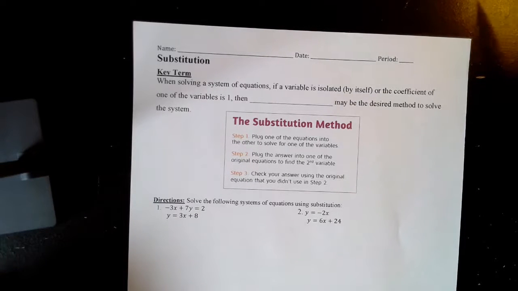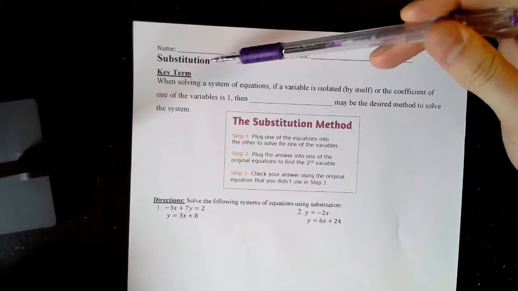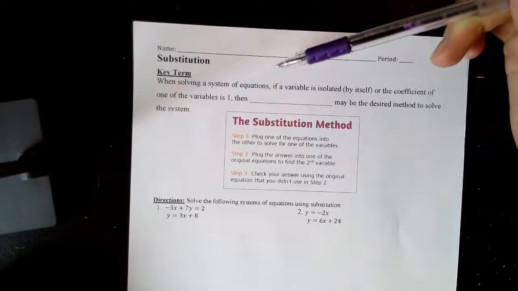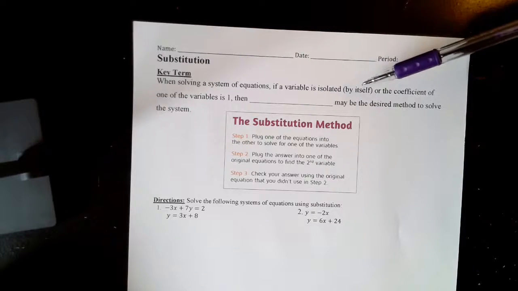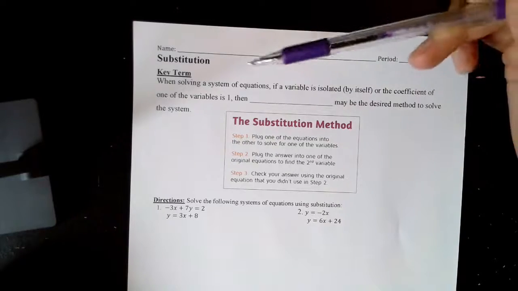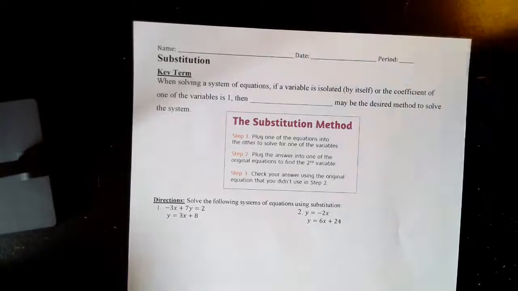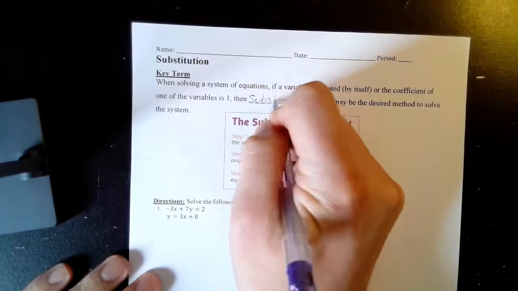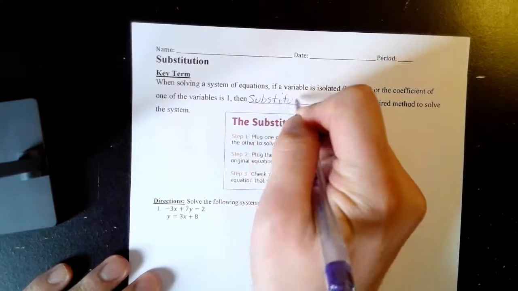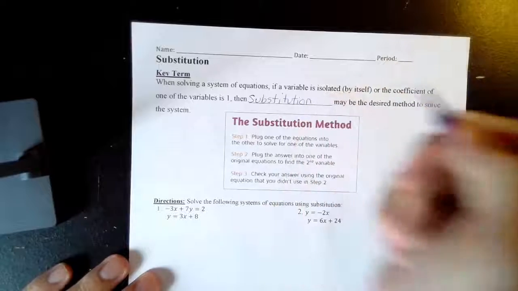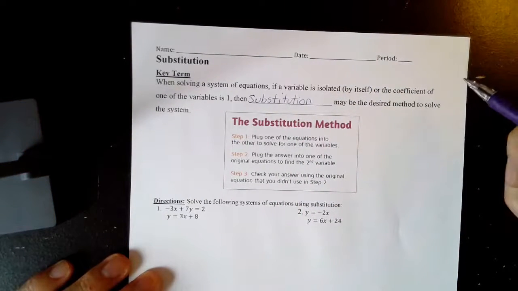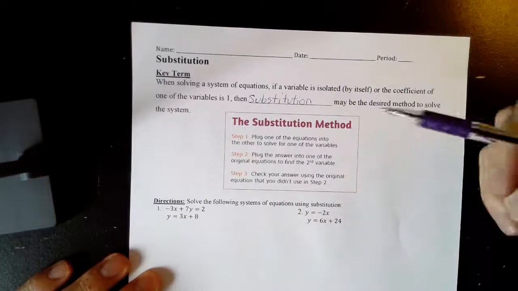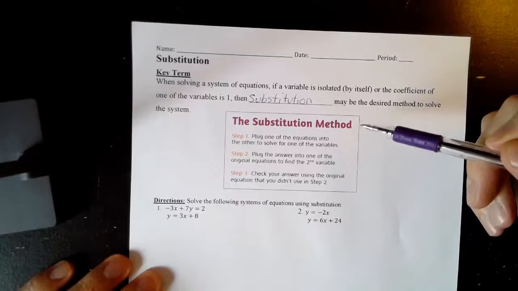Okay guys, today we're going to use the substitution method to solve systems of equations. First off, let's start with our key term. When solving systems of equations, if a variable is isolated or has a coefficient of 1, then substitution may be the method to solve the system. Steps on how to use the substitution method.